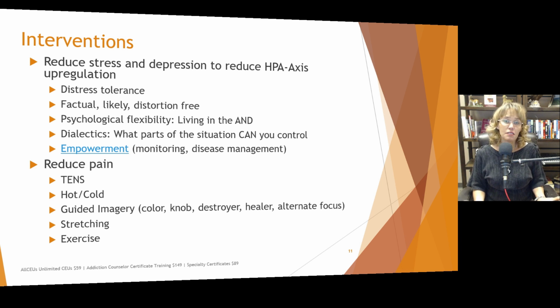And a final type of guided imagery is just simply alternate focus. When you focus on how much your ear's hurting or how much your hands are hurting, then you're going to notice it a lot more. So when you have a pain somewhere, turn your focus to something else. And this is one of those places where distress tolerance techniques of sensations can come in helpful.